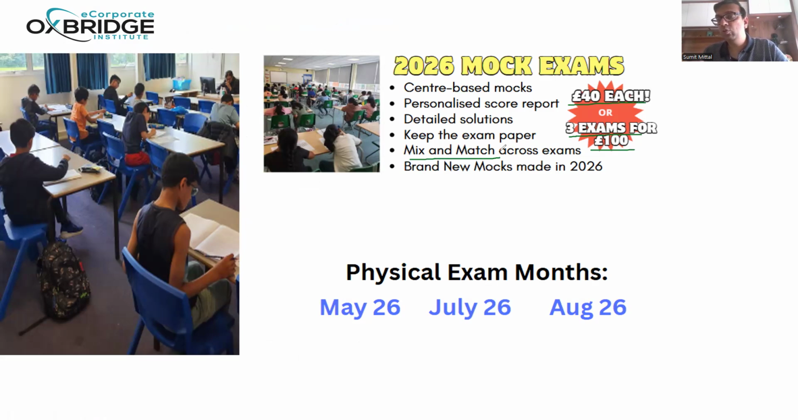So what you could do is you could get a bundle of 3 mocks and you could take 2 QE and 1 Sutton mock. Or if you are giving CSSC, FSCE, some of the other pattern exams, you can mix and match across those as well. So again, our physical mocks are going to be held in May, July, and August next year. The exact dates and the venue will be confirmed in the next couple of months.